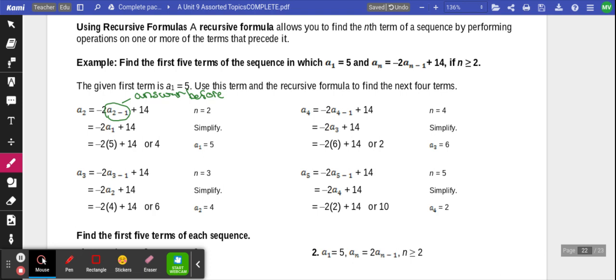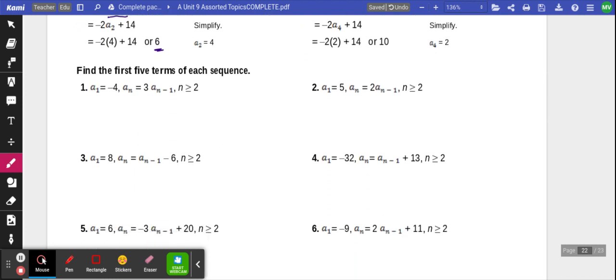Now that we know a sub 2, we can find a sub 3, because in our formula we're going to do a sub 3 minus 1. That means the answer from a sub 2. So we substitute in 4, and we get 6. Then we continue that. For a sub 4, we take our answer from a sub 3 and put it in for the a sub n minus 1. So a sub n minus 1 always means the answer before.